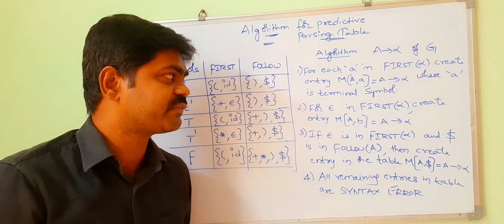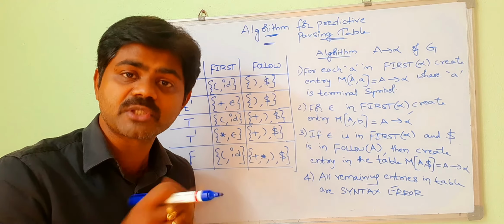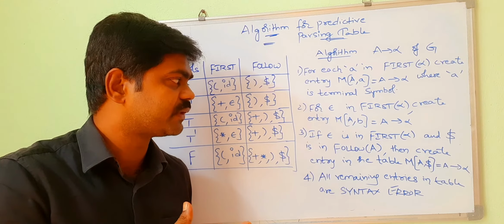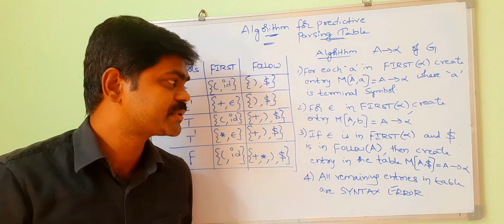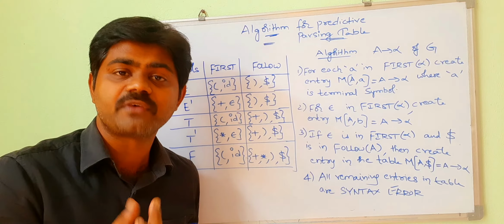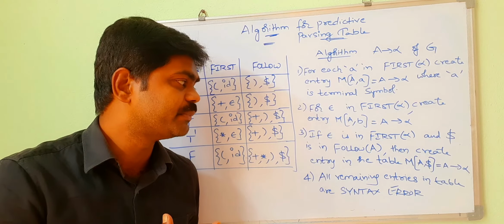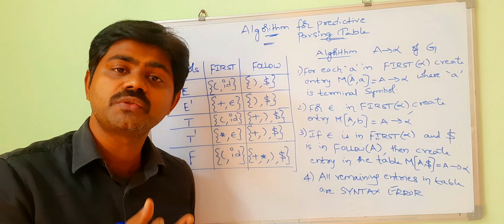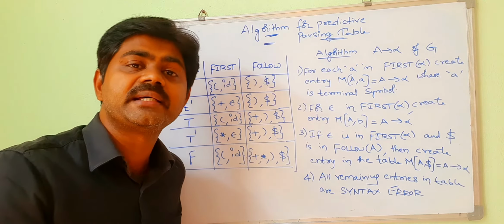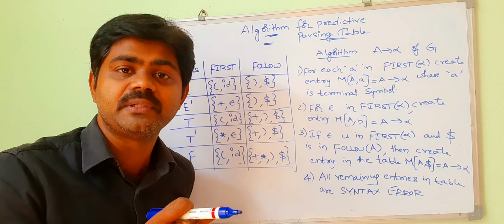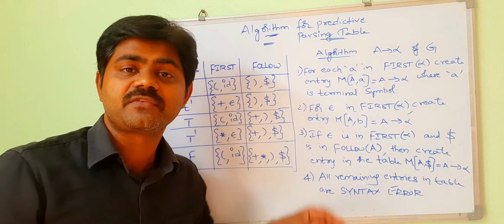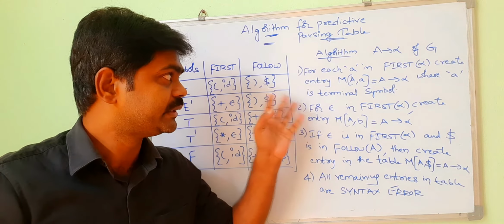For epsilon in the first of alpha. So for example, for first of alpha, if we have an epsilon, then create an entry M of A comma b equal to A tends to alpha. Okay. And third one, if epsilon is in first of alpha and dollar is in follow of A, then create entry in the table M of A comma dollar equal to A tends to alpha. And four, when all these three are completed, and if we have entries remaining in the table, then these entries we should fill with syntax error. Okay. So these are the four rules for the predictive parsing table.